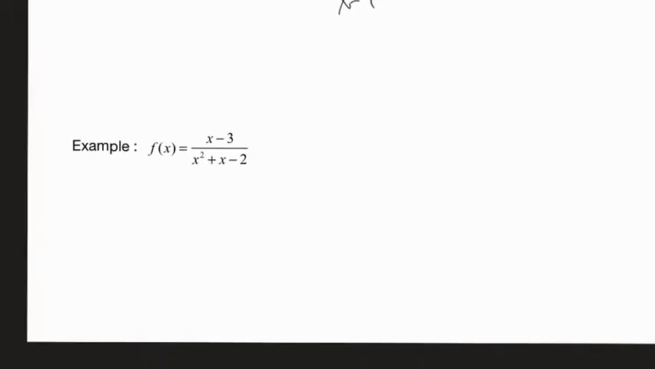Okay, so let's take a look at this next one. If I'm finding the zeros, I only have to worry about that numerator. So I set the numerator equal to 0, and I solve it, which gives me 3. So I have a 0 at 3, 0. Again, it's an ordered pair.